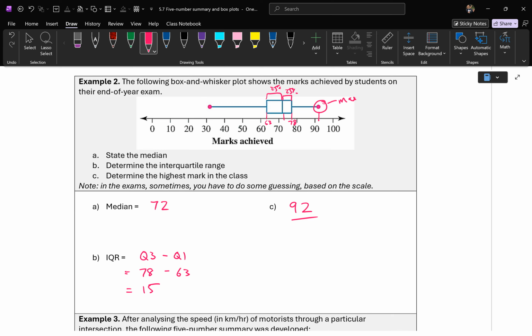Whereas for the year 11s, they're probably more likely to do something like this. So I'll have questions where I ask them, can you read the box plot? Can you draw a box plot? Those kinds of things. So year 11 is a skill, and you guys, interpretation.